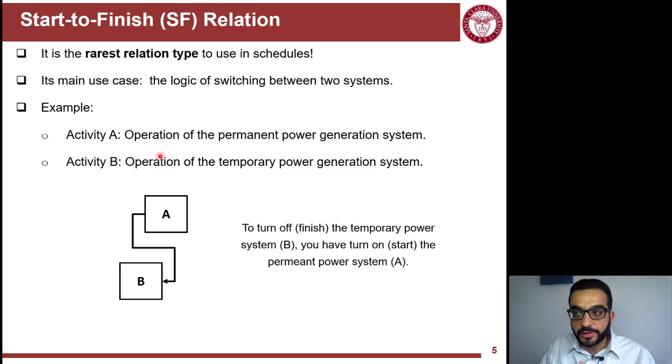So as an example here, let's say activity A represents the operation of a permanent power plant or permanent power generation system. And activity B is the operation of a temporary power generation system. Like you brought a generator on site and you're running it until the main power is online. So the logic here is you cannot turn off or finish the temporary power system B until you start the permanent power system and it is operational. So that's kind of the only use case that I found.